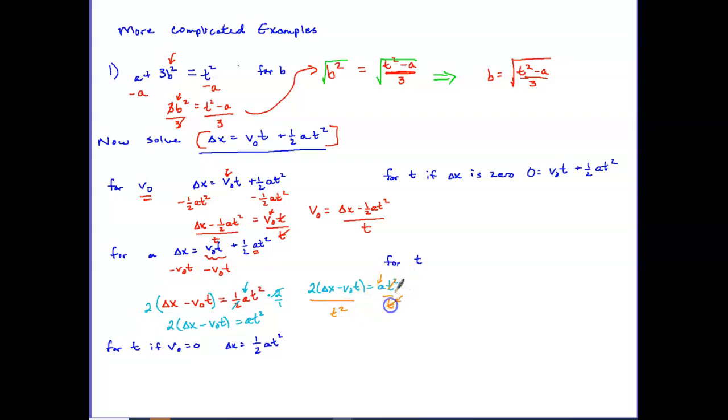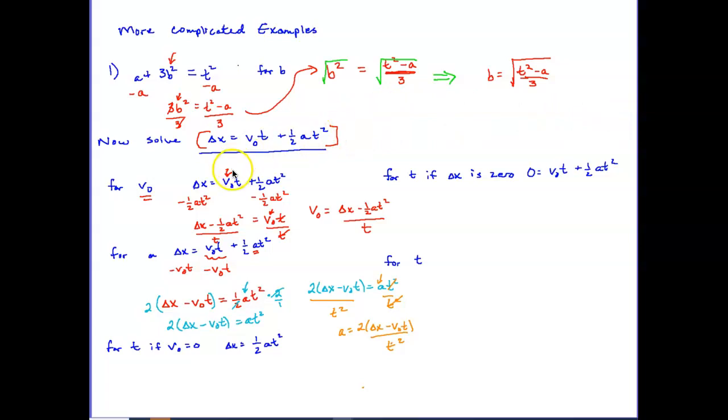The t squares cancel, and I'm left with a equals 2 delta x minus v0t over t squared. And again, the t's do not reduce because t is not a factor of every term in the numerator. So we have had the delightful condition, and I say delightful because it makes the work so much easier.